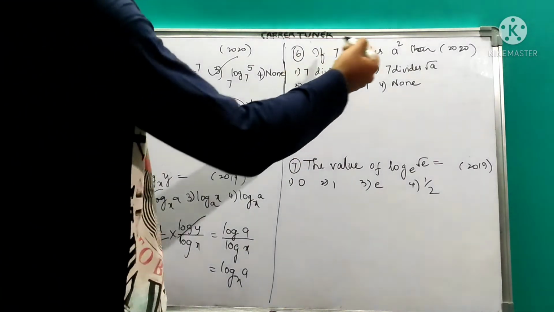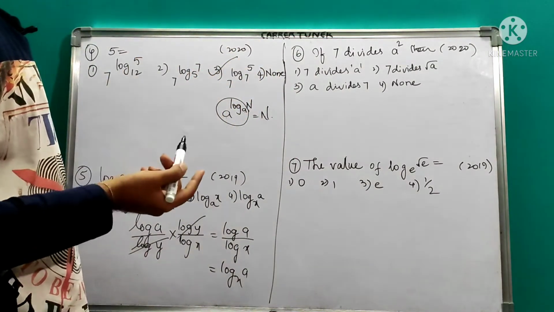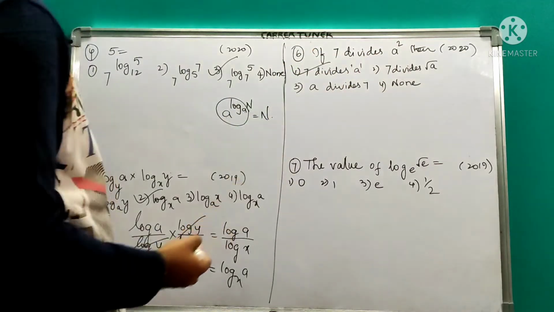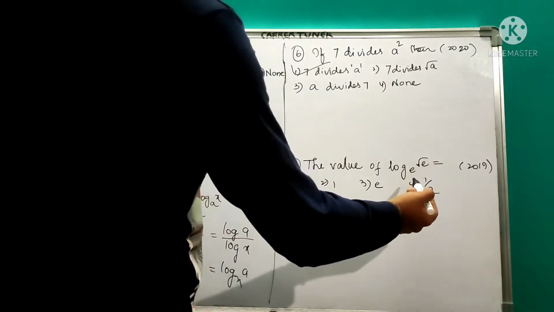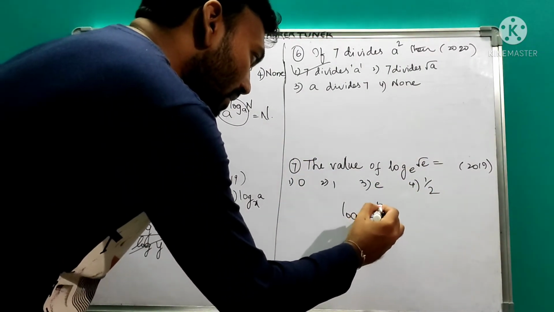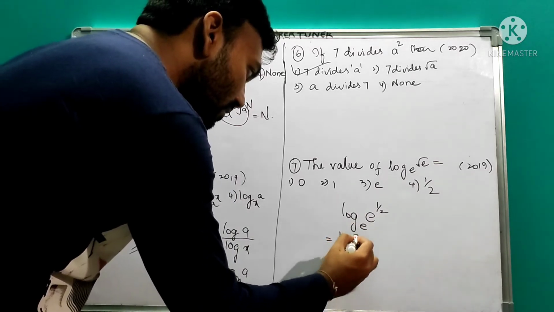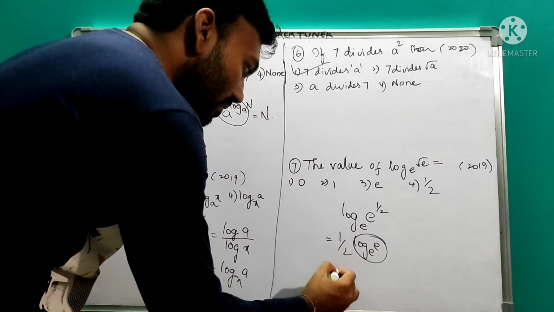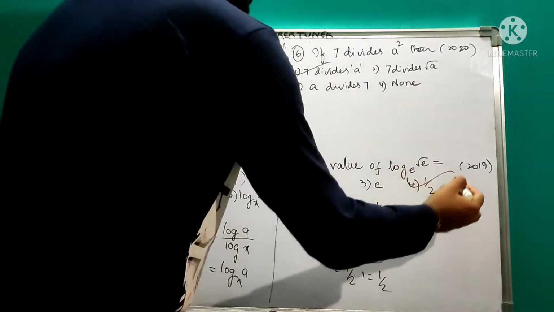Next, if 7 divides a square, we have seen previously, if p is a prime number and p divides a square, then p also divides a. So 7 divides a square in the sense 7 divides a also. Next, the value of log root e base e. We can write it as log e power 1 by 2 base e. So what do we know? The power comes to the front side. So log e base e, log a base a, is nothing but 1. So it is nothing but 1 by 2 into 1, that is nothing but 1 by 2. So half is our answer.